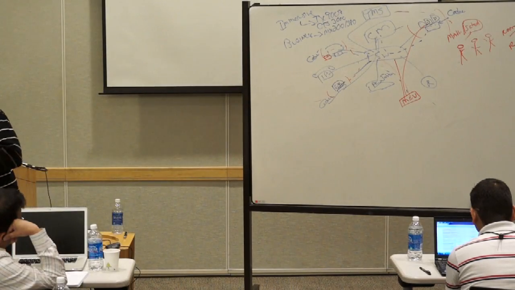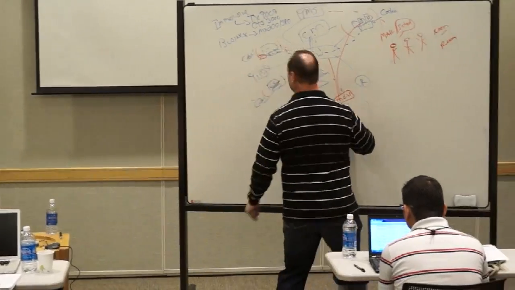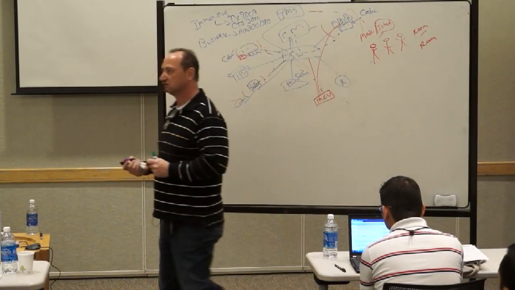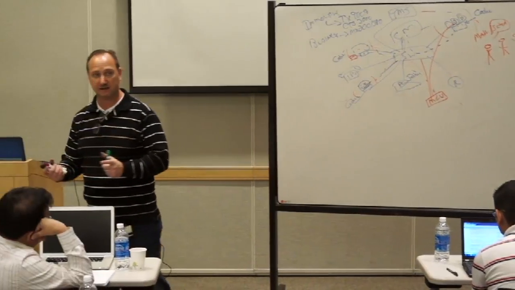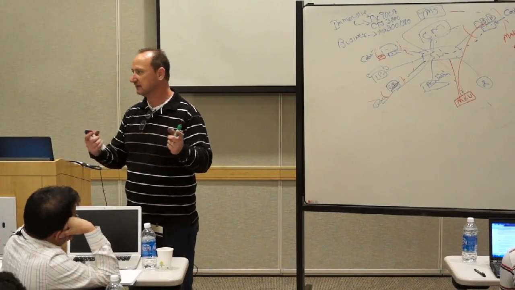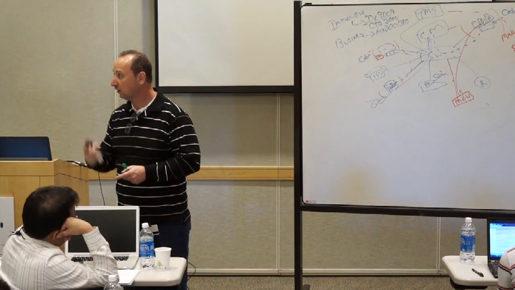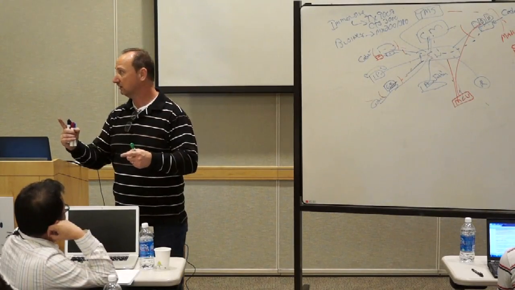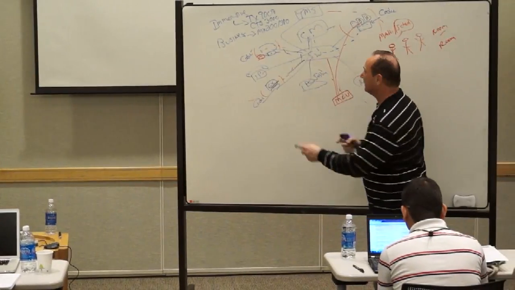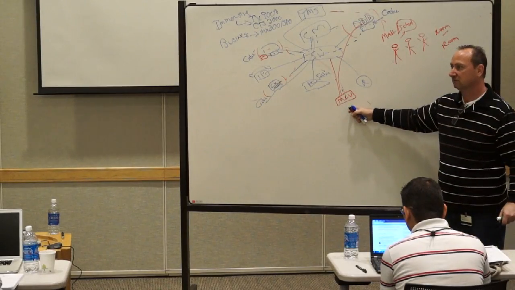40, 50, 60, 80,000. It's based on the number of screens. So with an MCU, you'll buy one and they'll say it can support 48 high-definition screens. 48 high-definition screens means I could have 16 three-screen sessions going on, or one. It's based on screens, so in this case, I need 5 screens out of that MCU for this one meeting.